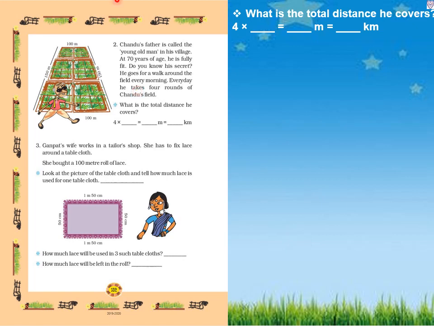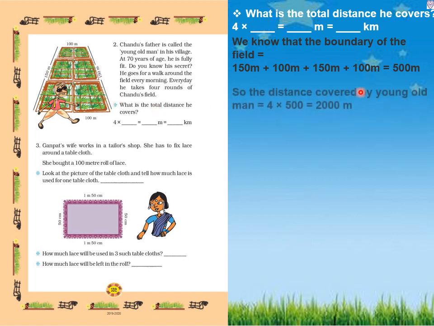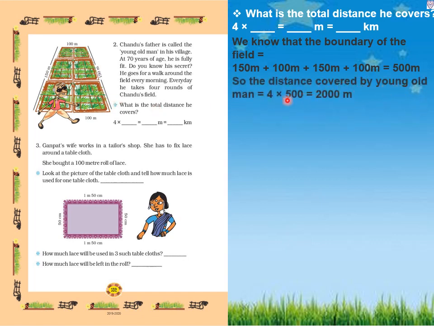So first we will find out the boundary of the figure. We know that the boundary of the field equals 150 meter plus 100 meter plus 150 meter plus 100 meter. 150 plus 100, 250. 250 plus 100, that is 400. 400 plus 100, 500 meter. So the total boundary of Chandu's field is 500 meter. Now the distance covered by the young old man equals how many rounds he takes daily? 4 rounds. So 4 multiplied by 500, that is 2000 meter.